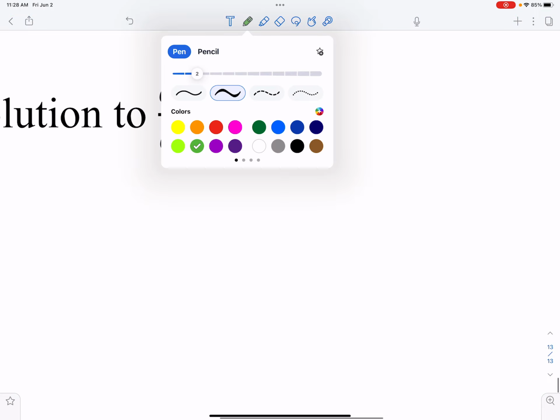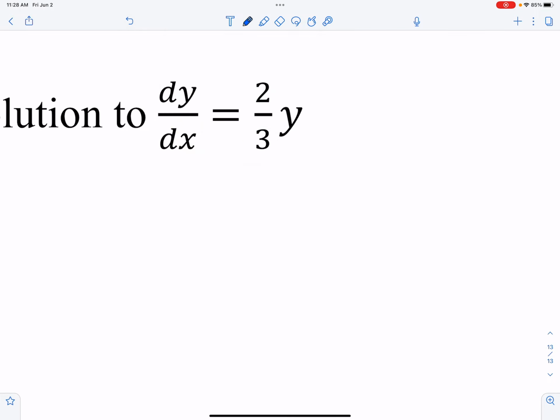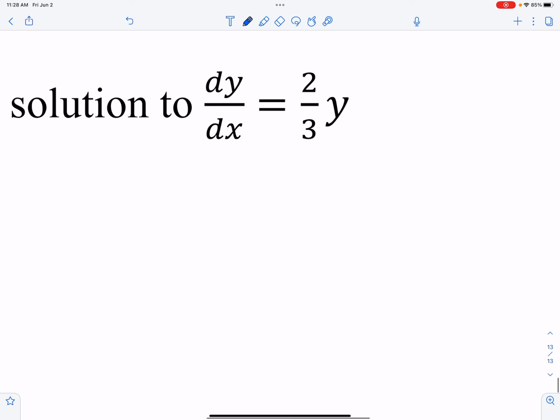If you would like, you can try this one on your own. Pause the video and then check your answer. Again, because this is not dy over dx equals a rule in terms of just x, you can't just think about integrating. So we're actually going to use separation of variables.